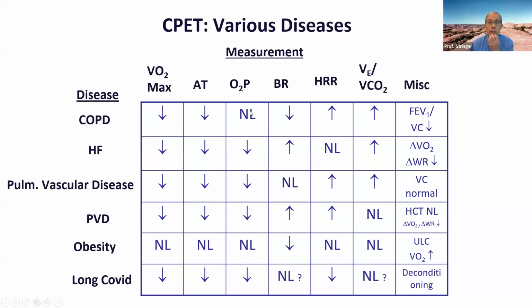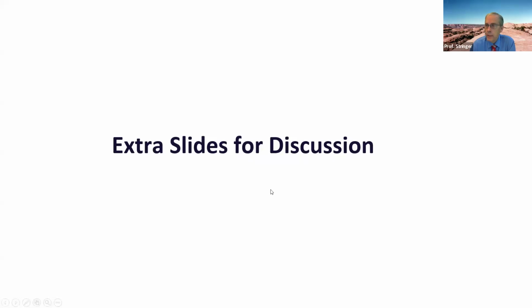So finally here, this is a slide I showed. I think it's important to kind of have in your mind the identifying factors of things like COPD, heart failure, pulmonary vascular disease, peripheral vascular disease, obesity, and long COVID. We went over that in the second seminar. But I think it's a good idea to have in your head, what should be going on with peak oxygen uptake? What should be going on with AT? What about breathing reserve? What about ventilatory equivalence? And what about some other miscellaneous things that might help you understand that? So that's pretty much it.